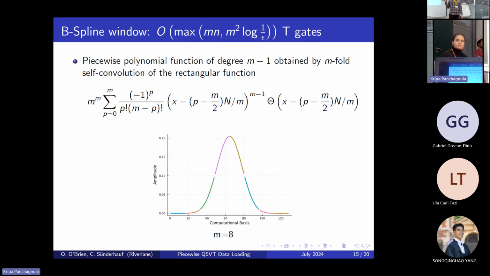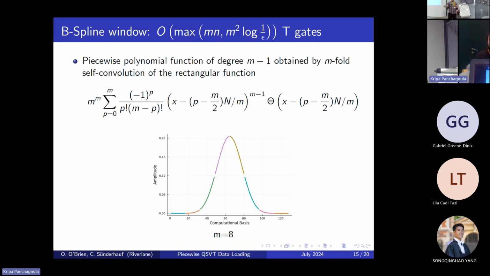So the most exciting application though I think is this B-spline window. So why do we care about the B-spline window? Well, it's a function from classical signal processing theory, and it's the self-convolution of the rectangle function. So the first one is just a straight line. The second one is two linear lines, a triangle. Then it looks a bit more like this, and this is like the eighth one. You can see it looks a bit like a Gaussian, but it's fundamentally different.